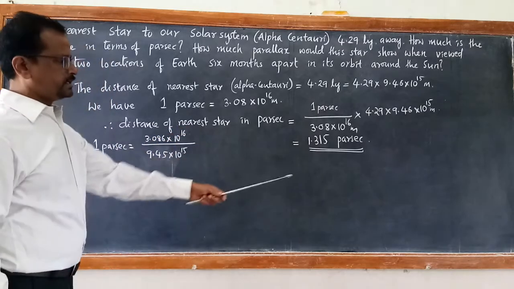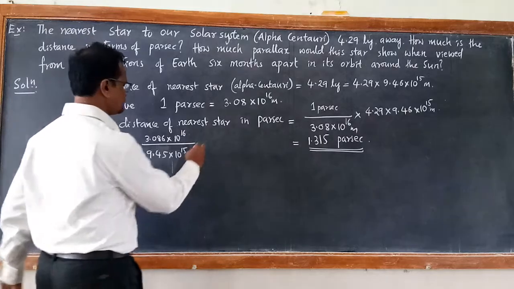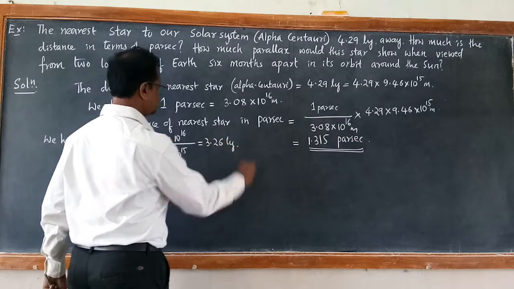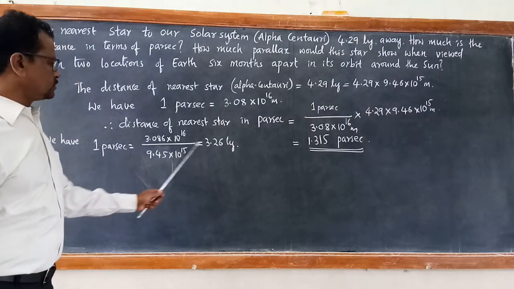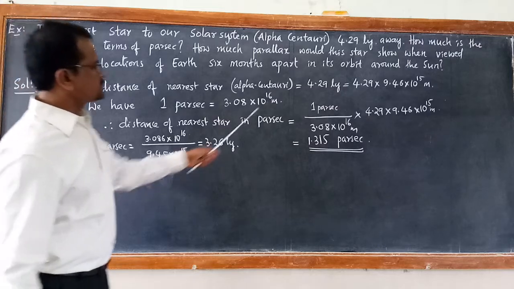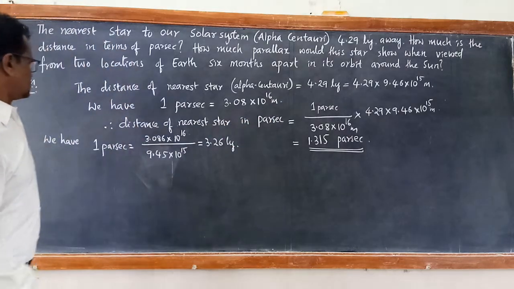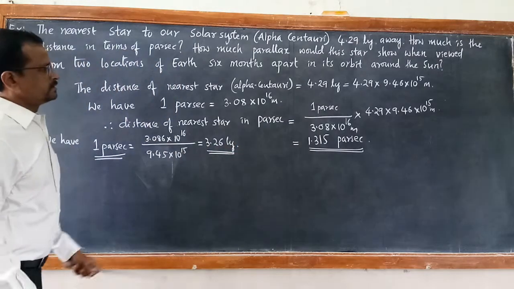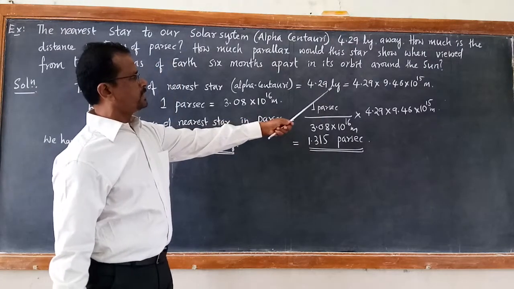Just now I gave you that example to calculate. If you calculate this, it comes out to be 3.26 light years. 1 parsec is equal to 3.26 light years, so directly you can just divide this. So 4.2 light years equal to how many parsec?